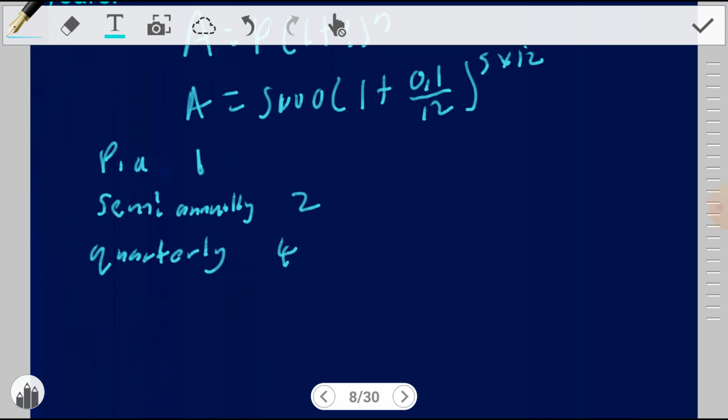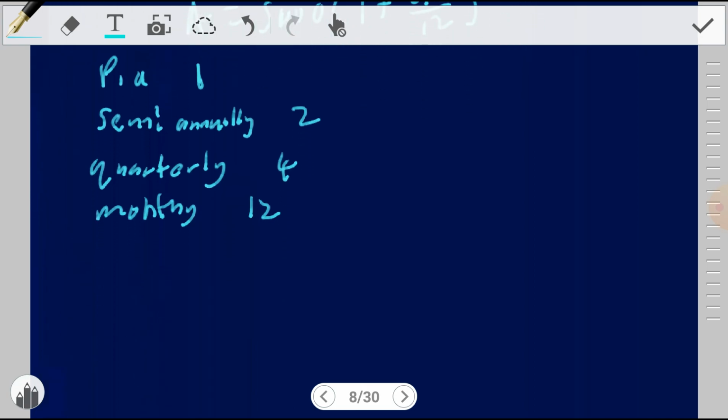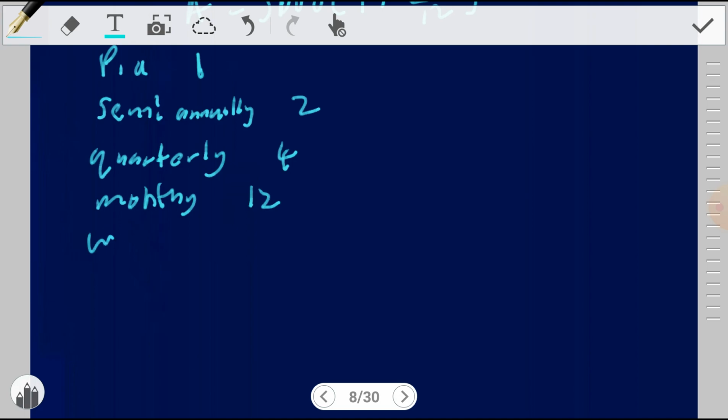Don't mind my handwriting, but you can just make notes. So quarterly is 4 times a year. Then monthly is 12 times a year since there are 12 months in a year. And then there is also weekly. Sometimes they can do it on purpose and ask you weekly. So how many weeks are there in a year? There are 52 weeks. So weekly is 52. And of course, if they say daily, it is 365.